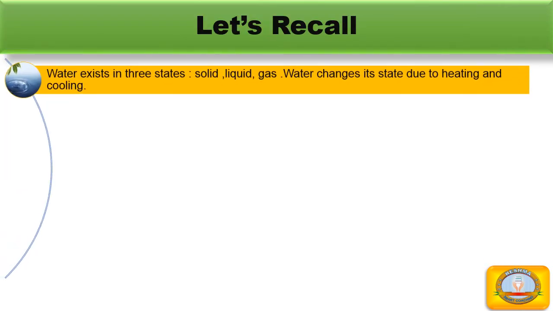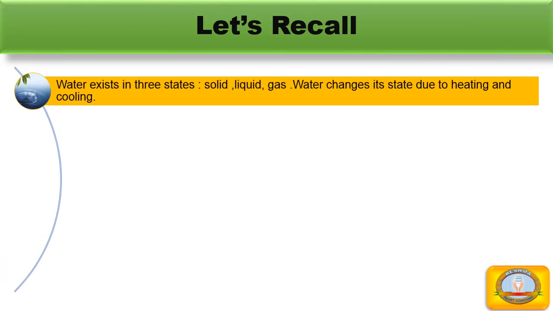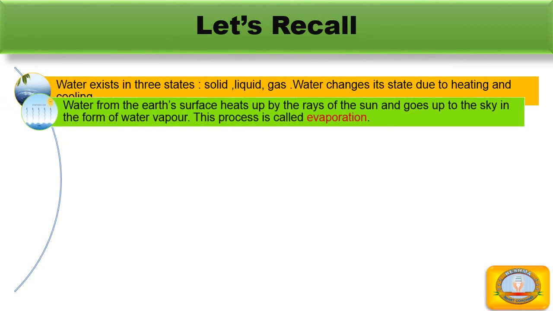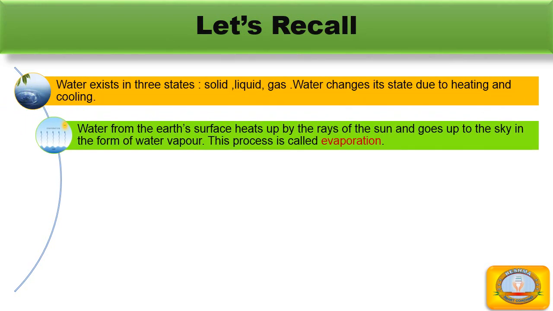Let's recall. Water exists in three states: solid, liquid, gas. Water changes its state due to heating and cooling. Water from the Earth's surface heats up by the rays of the sun and goes up to the sky in the form of water vapor. This process is called evaporation.